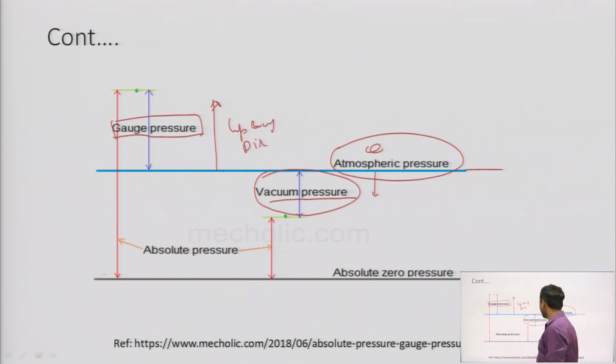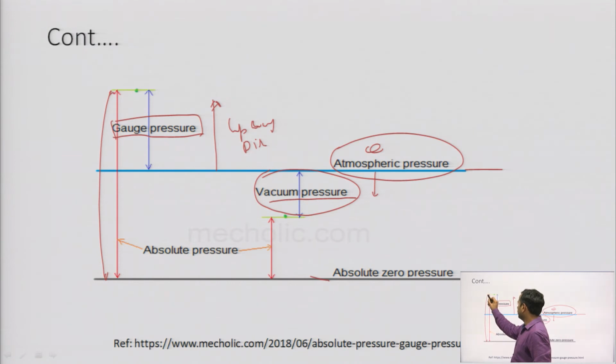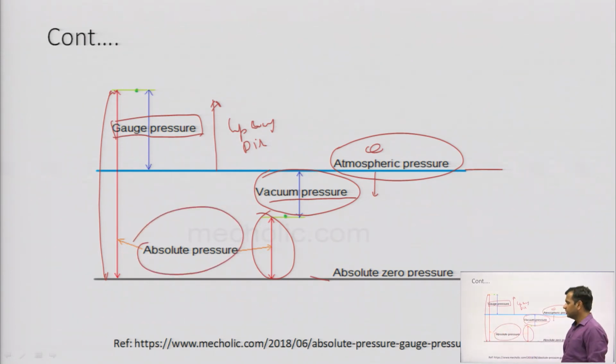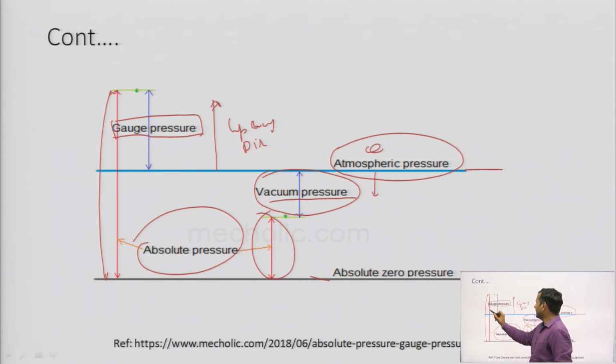And what is absolute pressure? The absolute zero pressure is here, and you can see that from gauge pressure to absolute zero, that is your absolute pressure, and this is also your absolute pressure. So, these are the three main classifications of pressure. In that we have seen what the gauge pressure actually is, what the vacuum pressure actually is, and what the absolute pressure actually is. Okay. So, the gauge pressure and the vacuum pressure are just opposite to each other.